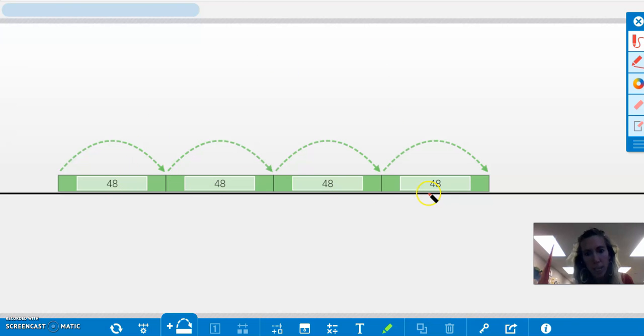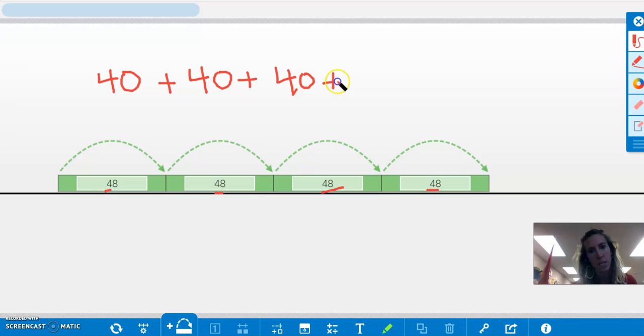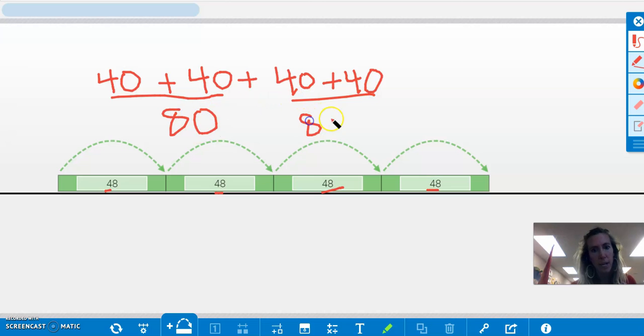And say now I need to add them all together. So I have 40, 40, 40, and 40. So I could write that out. I have 4 40s. Okay? So if I have 4 40s, that'll give me what? Let me write this out. And another 40. So 40 and 40, that'll give me 80. Another 40 and 40 is another 80. Add those together. Well, 8 and 8, I know is 16. So this will be 16 tens or 160.